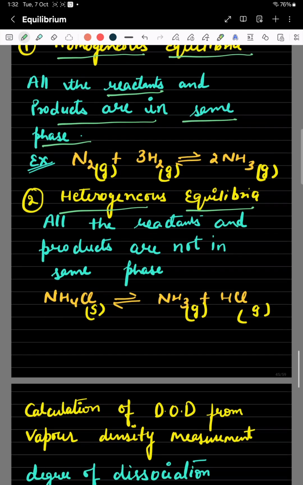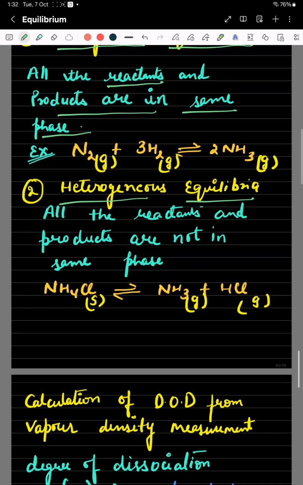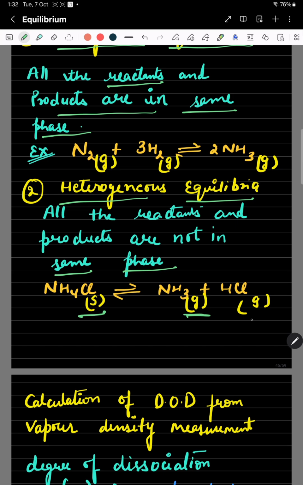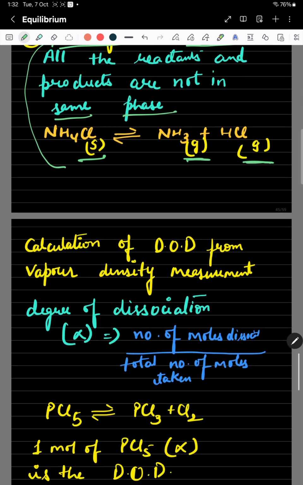Now heterogeneous equilibria: all the reactants and products are not in the same phase. Ammonium chloride, when heated, will give you ammonia plus HCl gas. Here ammonium chloride is in the solid state. Ammonia and HCl are in gaseous form. So here all the states are not the same, they are different. So this type of equilibria is heterogeneous equilibria.